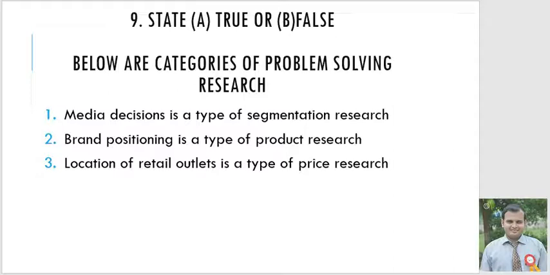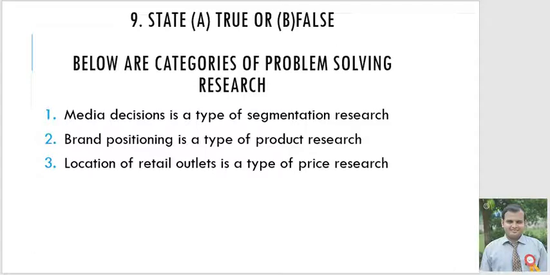Statement 1 is, media decisions is a type of segmentation research. You have to state whether it is true or false. Media decisions is a type of segmentation research. Second statement, brand positioning is a type of product research.